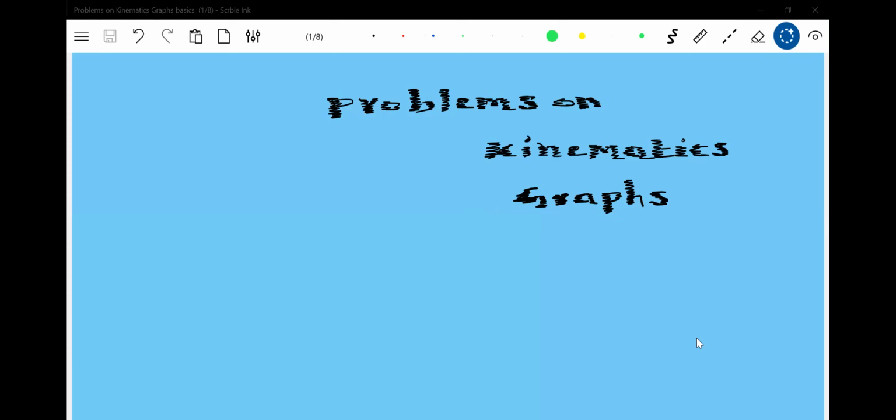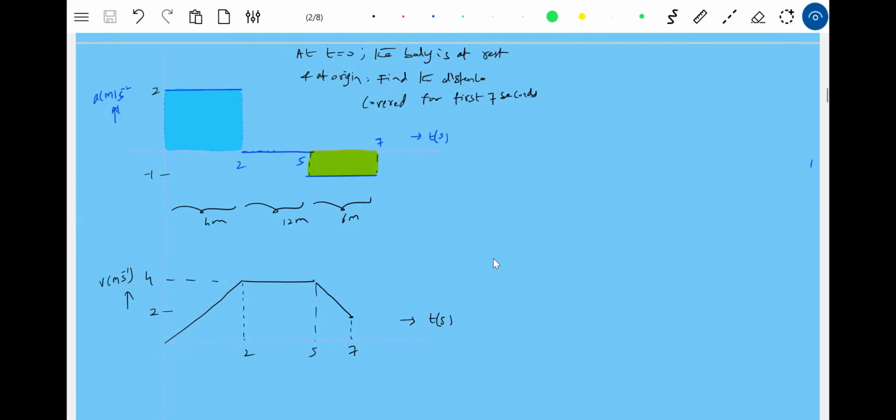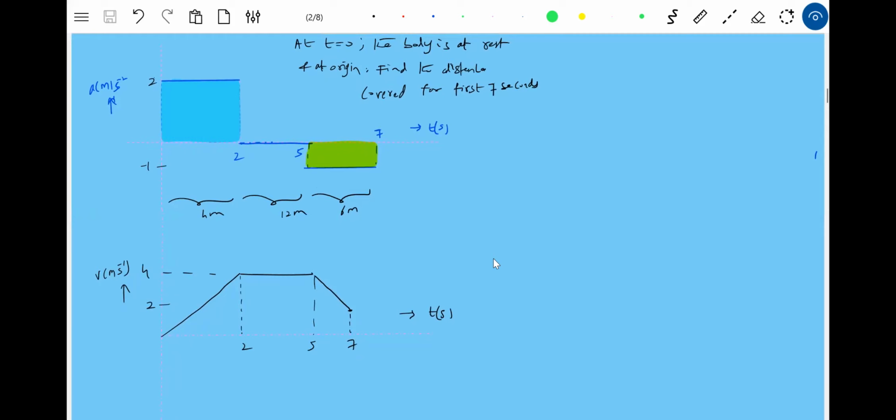Okay, the topic will be some problems on kinematics graphs. There's an a-t graph which is shown for us. Already I just drew some graphs, so that will be easy for us to speed up things. Okay, let me read the question here. At t equals 0, the body is at rest and at origin. Find the distance covered for first 7 seconds.